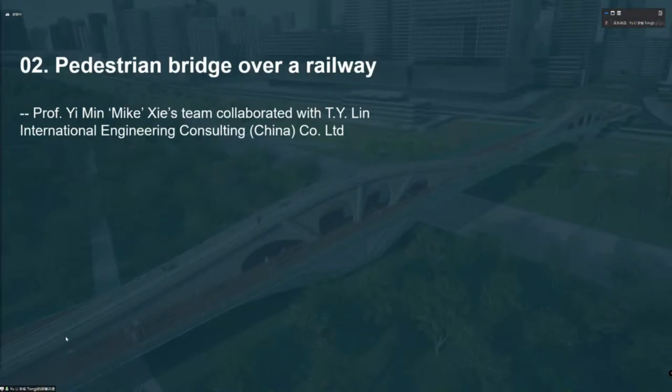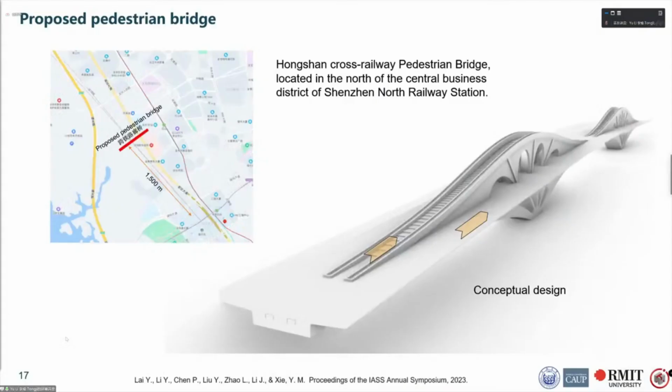The first project is a pedestrian bridge over a railway. This is a collaboration between our team and the T1 company. To cross the railway, the Shenzhen government intended to build a pedestrian bridge. The conceptual design looks like this. Both the arched and the flat walkways are possible.